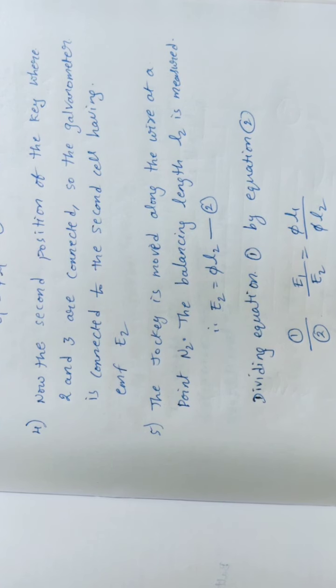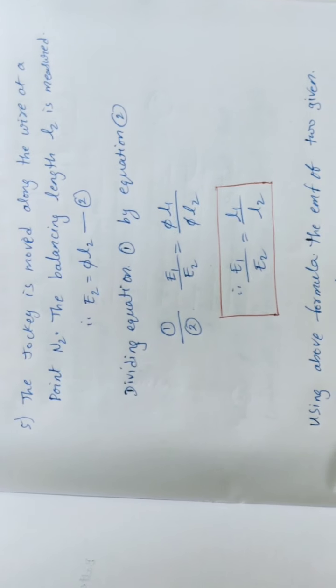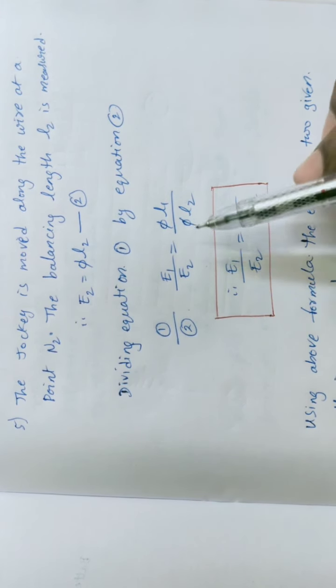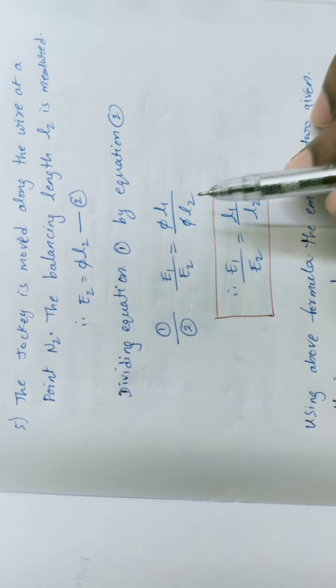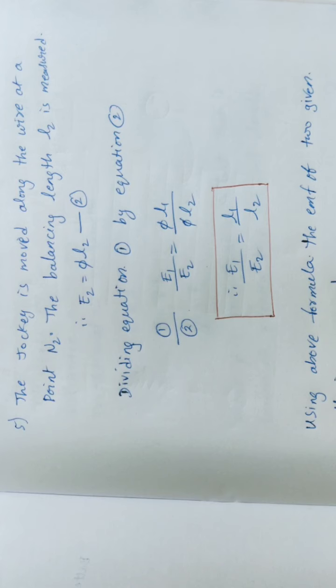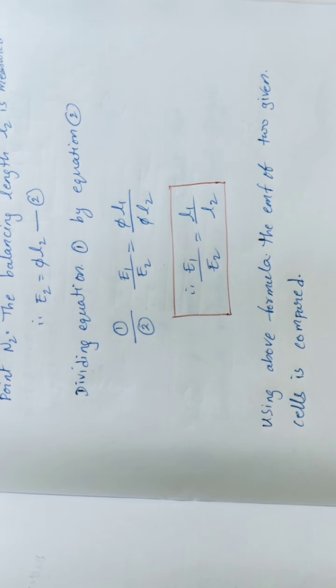So how many equations are we finding? Two equations: E1 is equal to 5 L1 and E2 is equal to 5 into L2. By taking the ratio, or dividing equation 1 by equation 2, we get E1 divided by E2 is equal to 5 into L1 divided by 5 into L2. Here 5 will be cancelled in numerator and denominator. So we get E1 by E2 is equal to L1 by L2. Using the above formula, the EMF of two given cells is compared. This is the way of getting the comparison of EMF of two cells.